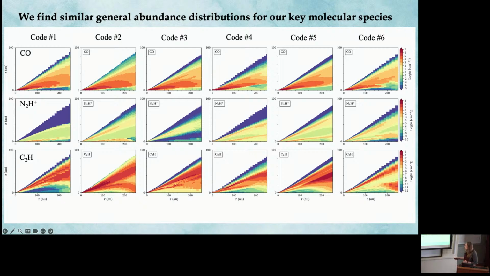when you look closer. Finally, we have C2H, which is mainly produced in the surface layers of the disk. It's sensitive to the UV structure. And again, we see that the maximum value is the same and always present in the surface, but as we go in the midplane, we see more differences among the codes about how much C2H they predict to be there.